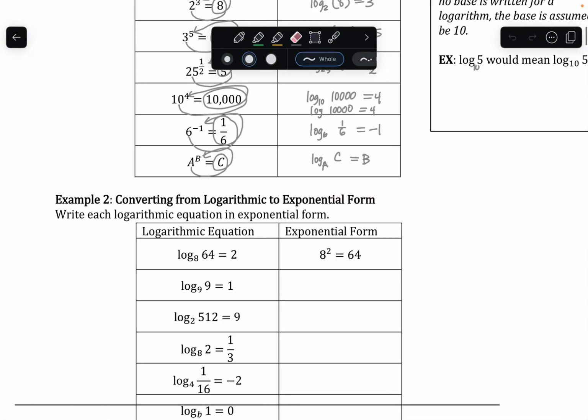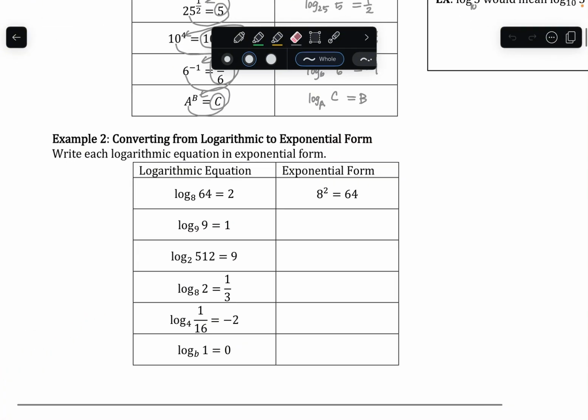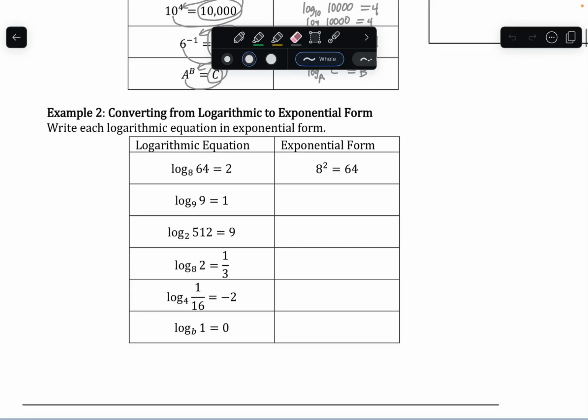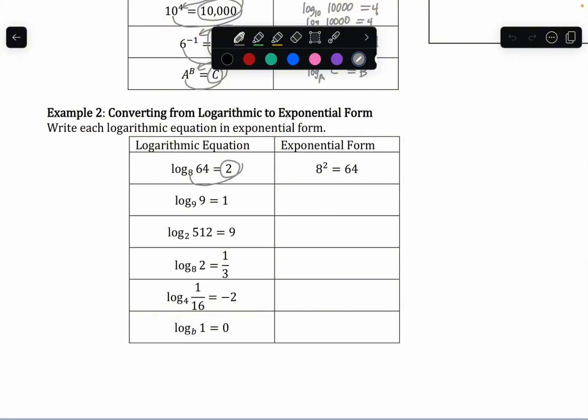All right, so going the other direction, converting from log to exponential is actually a little bit easier because you have a way to check your work. So looking at this next example, we have 8 to the second power equals 64, which we know is a true statement. Here we have 9 to the first power equals 9, which again we know is true. 2 to the 9th power equals 512.